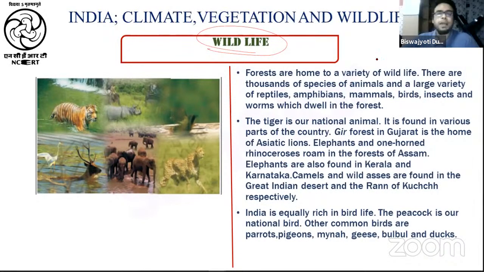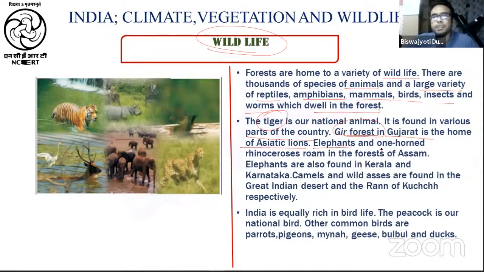So your forest is considered to be home to a wide variety of wildlife, and there are thousands of species of animals and a large variety of reptiles, amphibians, mammals, birds, insects, and worms which dwell in the forest, right? For example, the tiger is our national animal, and it is found in various parts of the country, especially in central India, right? Then we have the Gir forest in Gujarat, which is home to the Asiatic lions, right?